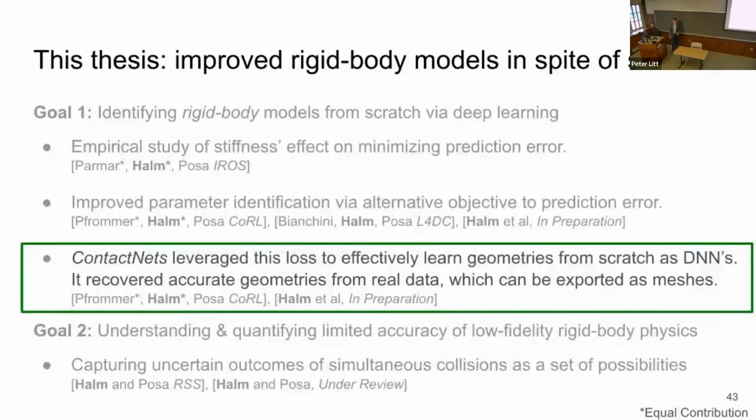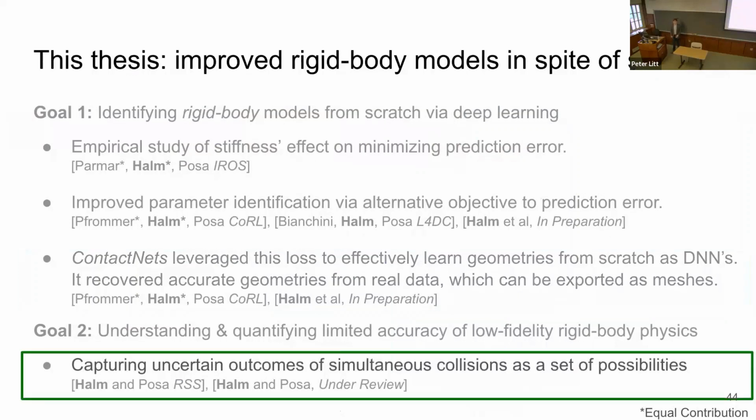So in summary, ContactNets is leveraging our novel loss, along with embedding deep neural networks inside of physics simulators to reconstruct complex quantities from scratch on real world data. But because of these physical simplifications, another area of research that we've considered over the last few years is figuring out, if your computational constraints require you to use a simplified physical model, how can you capture and quantify your lack of ability to make accurate predictions based off of those simplifications?